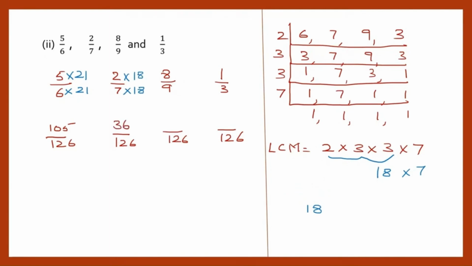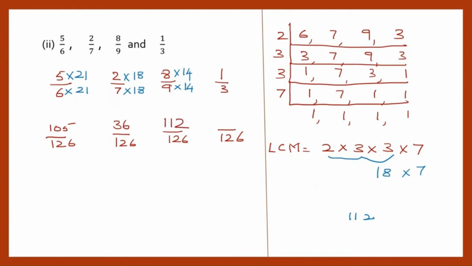Now let's go on to the third one. 9 into what will give me 126? Let's try dividing 126 by 9. 9 ones are 9, 10, 11, 12, that's 3 remaining. I have 36. 9 fours are 36. So 9 into 14, so 8 into 14. So 14 into 8, let's see. 8 fours are 32, carry 3, 8 ones are 8, 9, 10, 11, 112. So I've got my third numerator.